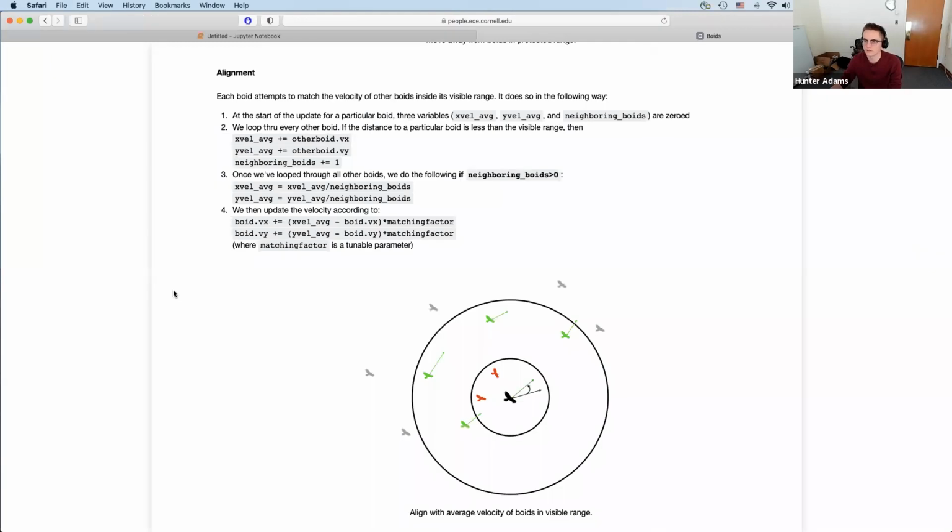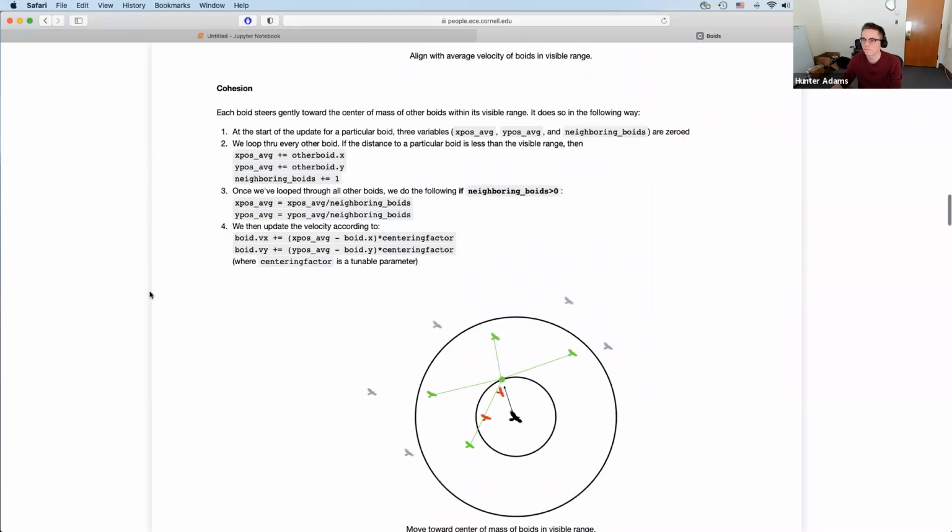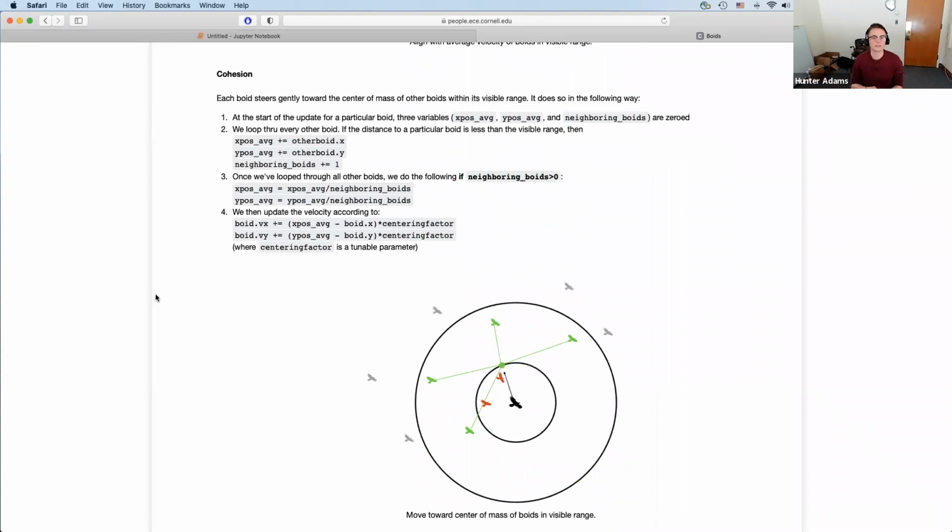The third rule is cohesion, which is, in addition to attempting to match the direction of travel of its nearest neighbors, the flock wants to stay cohesive. Each bird wants to stay near its neighbors. So it will gently steer towards the center of mass of the group. What it does is, very similarly to before, it looks at all of the green boids within its visual range. And instead of looking at their velocities, it looks at their positions, computes the center of mass of those positions, and then gently steers towards that center of mass.